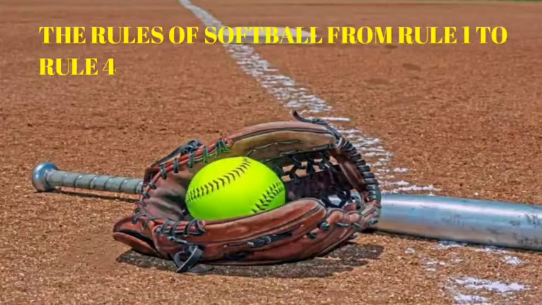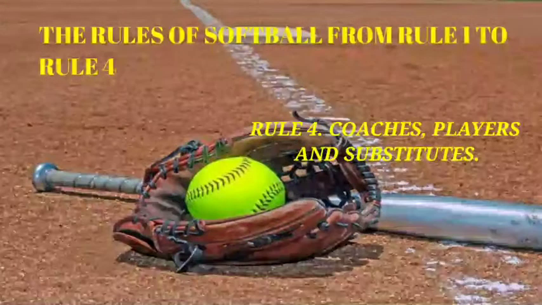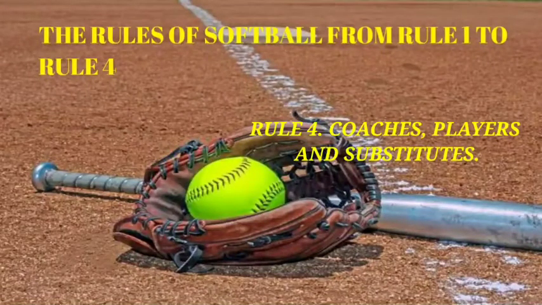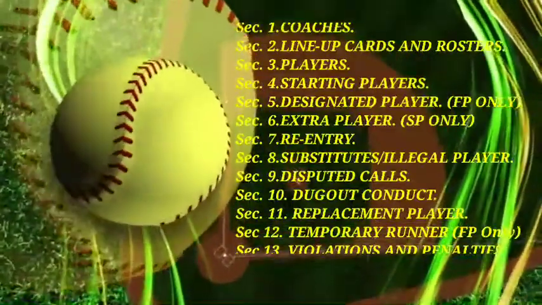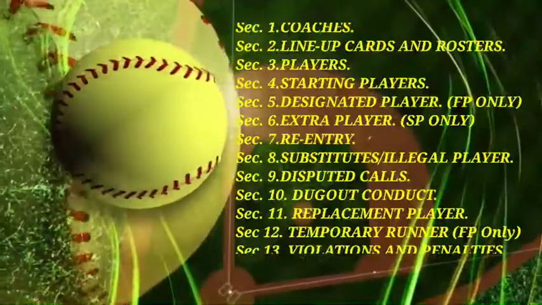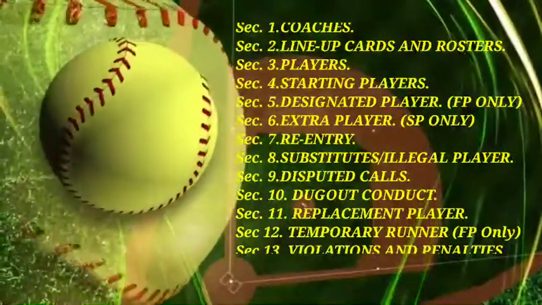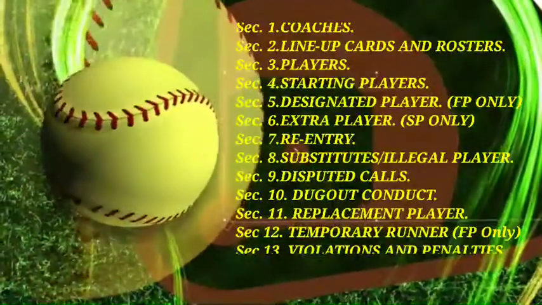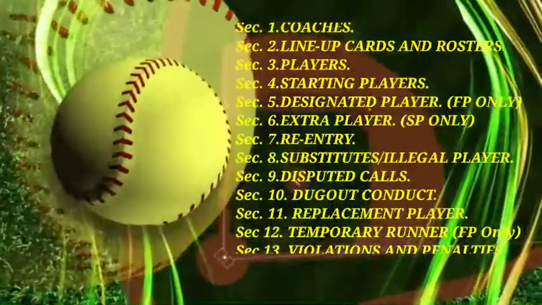The rules of the softball from Rule 1 to Rule 4. Rule 4. Coaches, players, and substitutes, and it consists of 13 sections. Section 1. Coaches. Section 2. Lineup cards and roster. Section 3. Players. Section 4. Starting players. Section 5. Designated player, FP only. Section 6. Extra player, SP only.